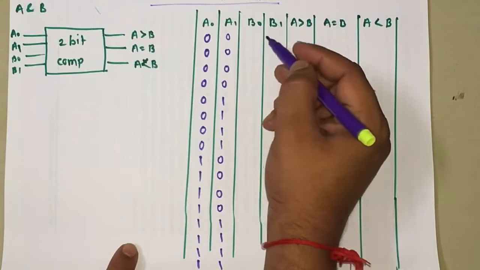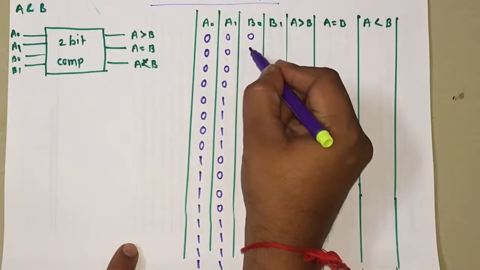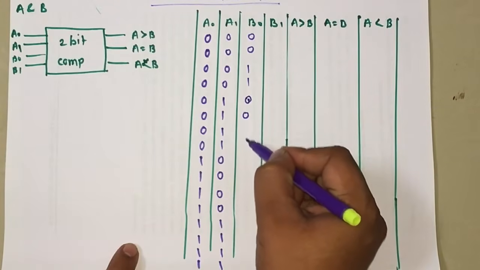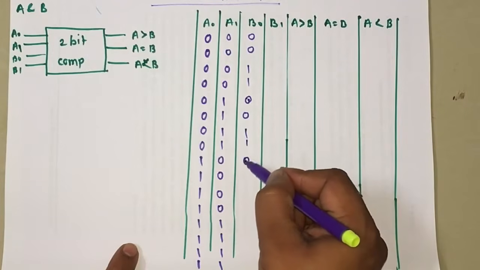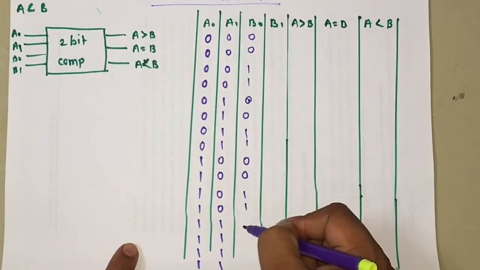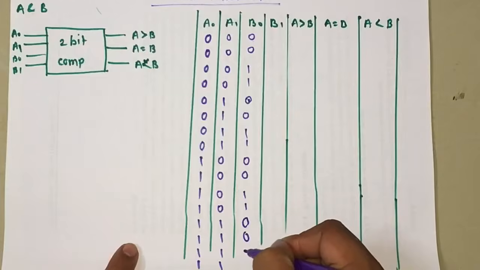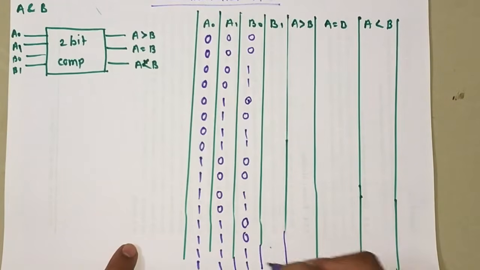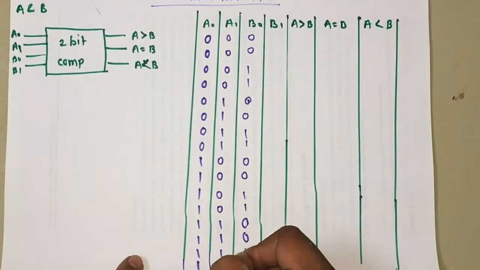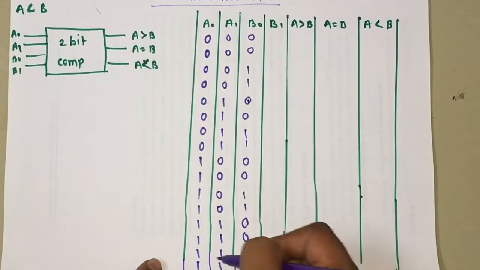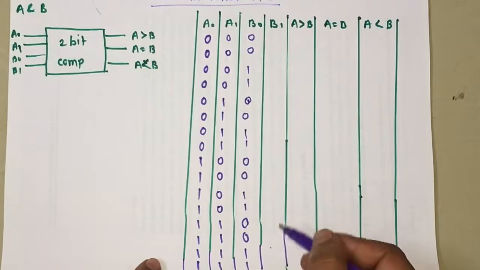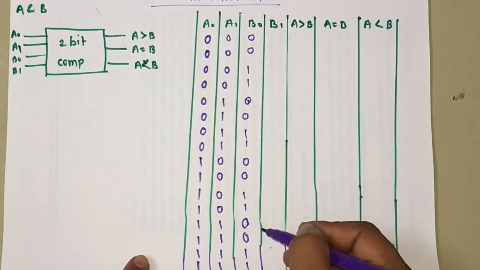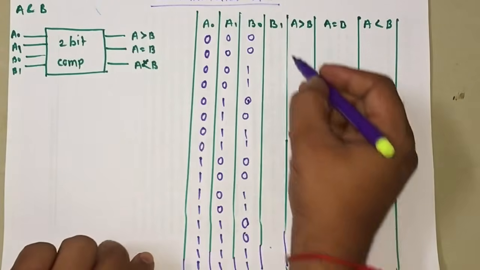Next sequence is what? 0, 0, 1, 1. So 0, 0, 1, 1, 0, 0, 1, 0, 0, 1, 0, 0, 1. While you write these values, care should be taken, because if any values change their position, we will get the wrong equations.